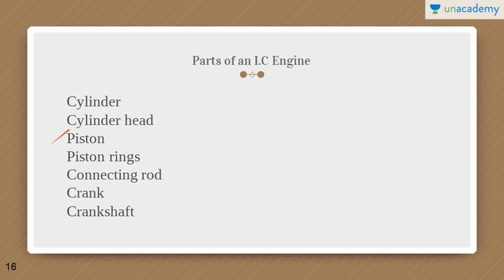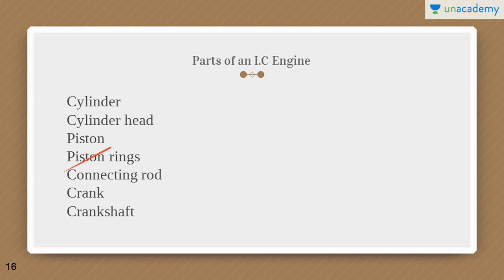The functions of the piston are to compress the charge, to receive the force, and it acts as a guide or supporting member, and it also serves as a carrier as it receives the force from the connecting rod. Then you have something called piston rings. They are nothing but a few grooves which are provided to accommodate the piston rings on the piston head.